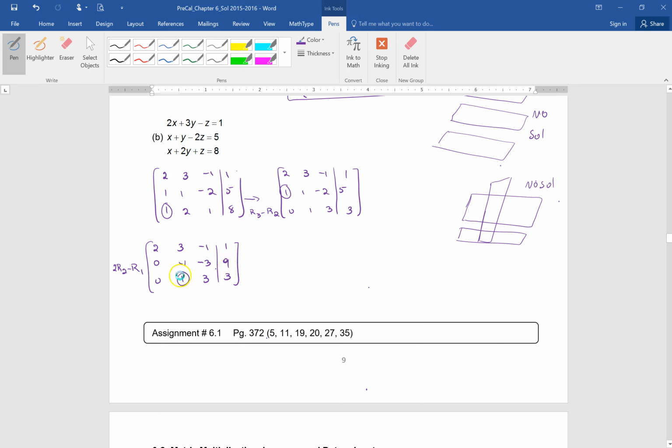Now I want to get rid of this one here. So I'm just going to add. Okay, so the first 2 rows will be the same. And for row 3, what do I do? Row 3 plus row 2. 0, 0, 0, 12. Well, what do I have here? That 0 equals 12. When does 0 equal 12? Never. This is no solution, and for this, you can just stop.